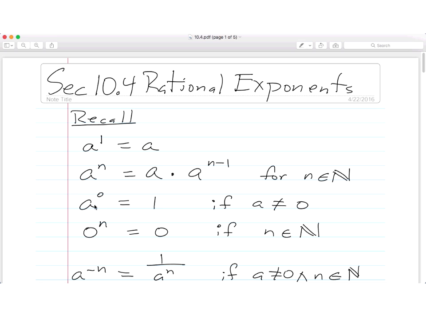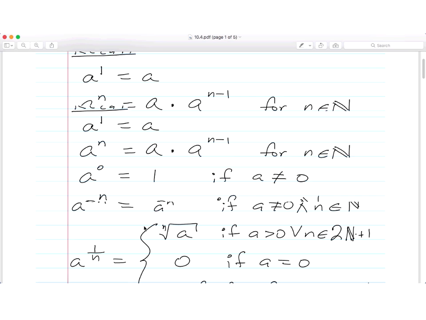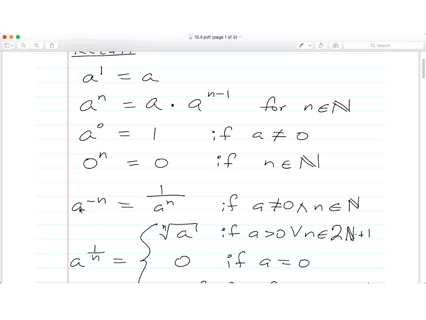Next, let's define a to the 0 as equal to 1 if a is not 0. And let's define 0 to the n as 0 if n is some natural number. Next, let's define a to the negative n as 1 over a to the n, so long as I'm not dividing by 0, so long as a is not 0, and n is some natural number. And so this gives us a definition now for all the integer exponents.